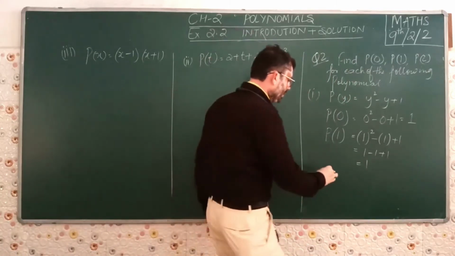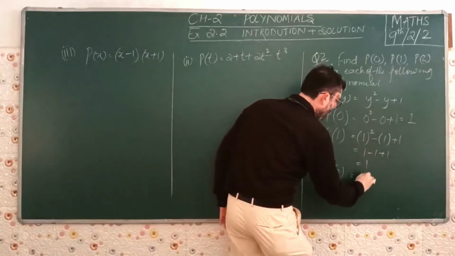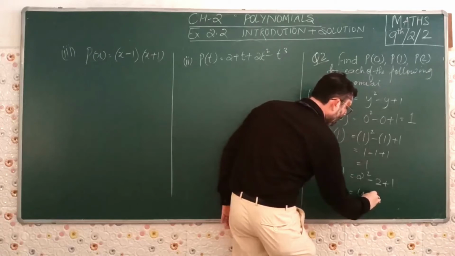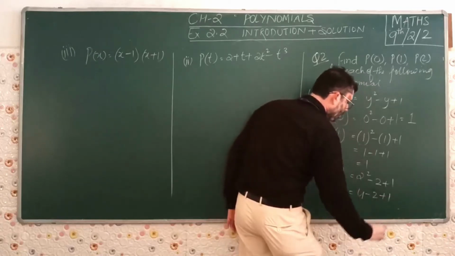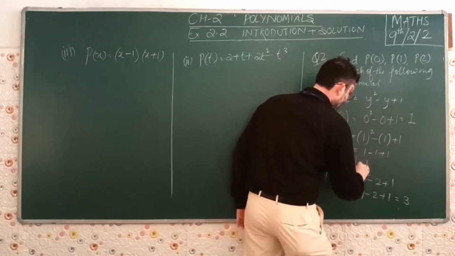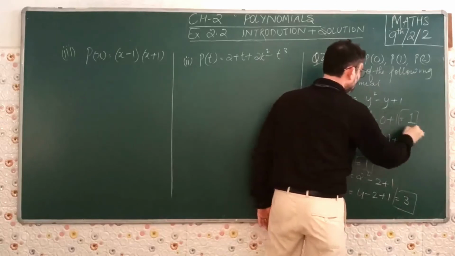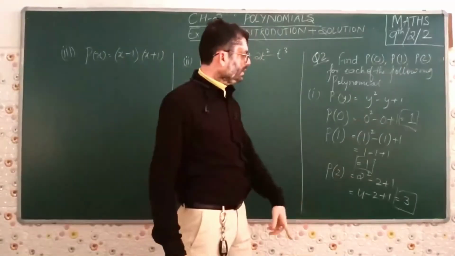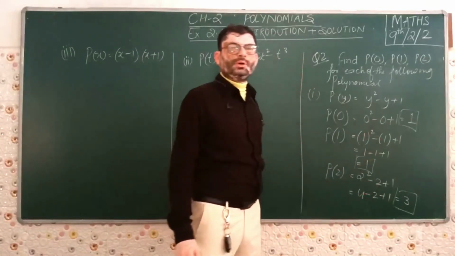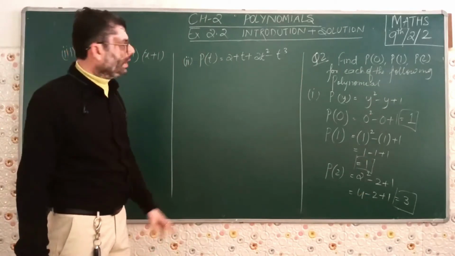Then let us move on to the value of P of 2, taking y to be 2. This is 2 square minus 2 plus 1. 2 square is 4, 4 minus 2 is 2, plus 1. The value is 3. So P of 0 is 1, P of 1 is also 1, and P of 2 is 3 for the given polynomial P of y equals y square minus y plus 1.